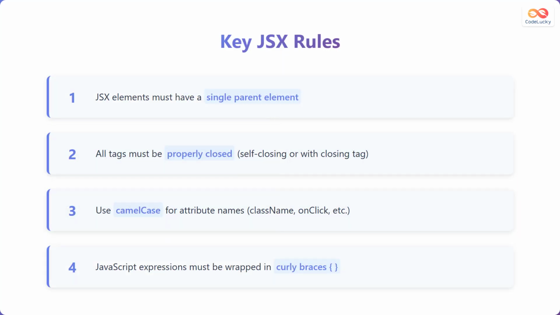Here are some key rules to keep in mind when writing JSX. Rule number 1. JSX elements must have a single parent element. This means that you need to wrap multiple elements inside a single containing element, such as a div. Rule number 2. All tags must be properly closed, either with a closing tag or as self-closing tags. Rule number 3. Use camel case for attribute names in JSX. For example, use className instead of class, and onClick instead of onclick. Rule number 4. JavaScript expressions must be wrapped in curly braces.